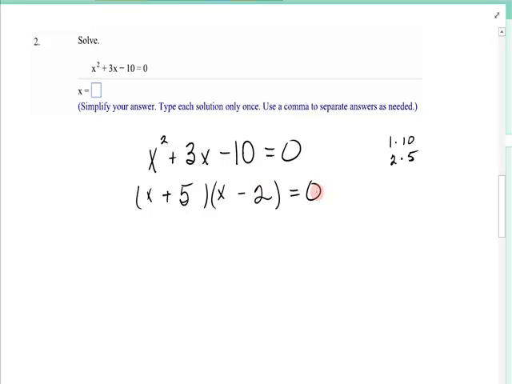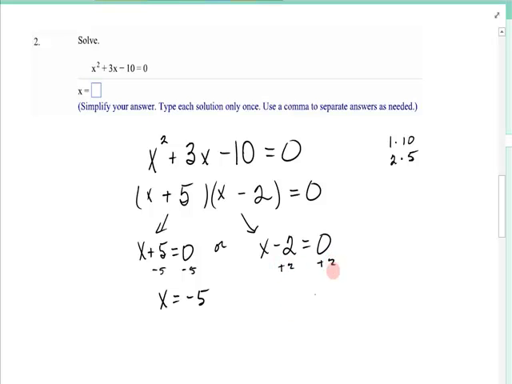The product is equal to 0. Now this doesn't work with any number except 0. So that means that x plus 5 equals 0 or x minus 2 equals 0. To solve this one, subtract 5, you get x is -5. This one, you add 2. X is +2. So in my math lab, you would put in -5, 2.